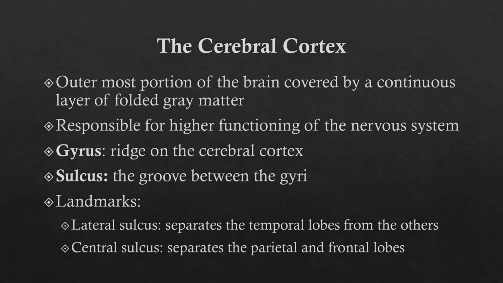There are landmarks among this region of the brain that are used to separate the cerebral cortex into 4 major lobes. The lateral sulcus separates the temporal lobe. Superior to the lateral sulcus are the parietal and frontal lobes, which are separated by the central sulcus. The posterior region of the cerebral cortex is the occipital lobe.